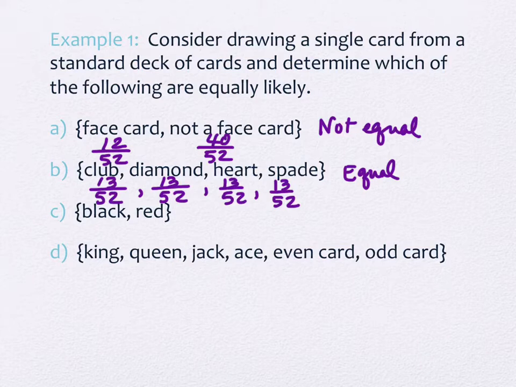Black and red. How many black cards were there? 26 out of the 52. How many red cards? 26 out of the 52. Are these events equally likely? Yes, these are equal.